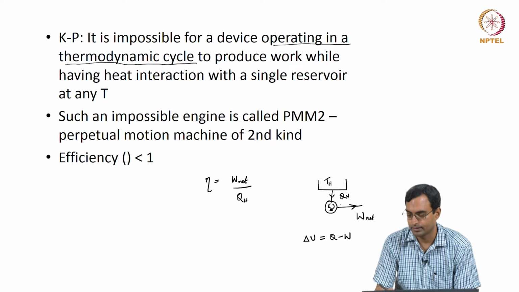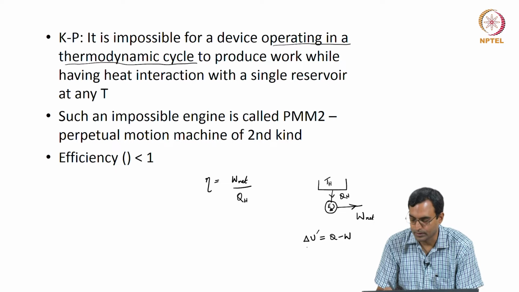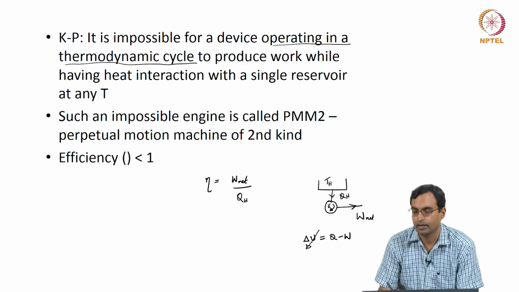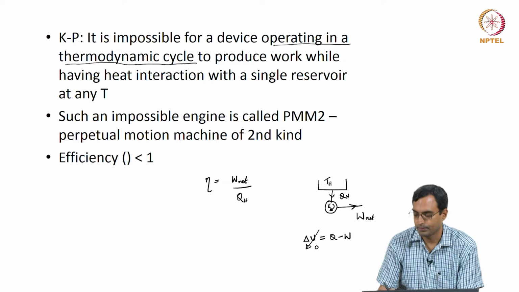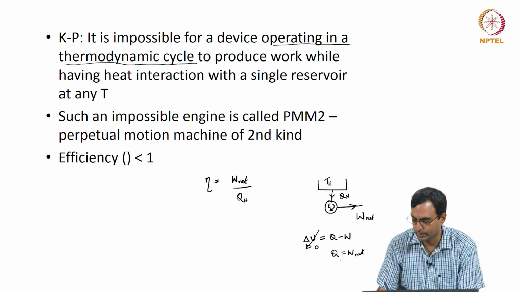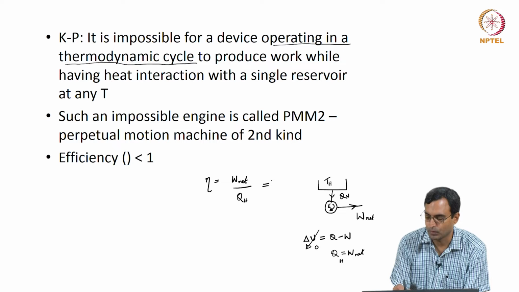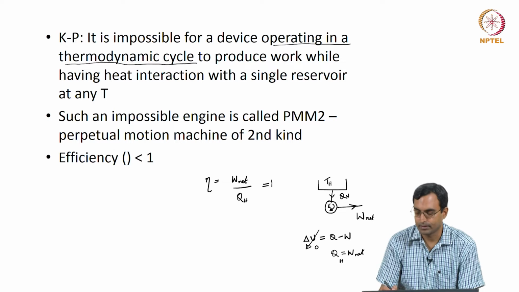If this was running in a cyclic process, we know that at the end of the cycle any change in properties is 0. So delta U is 0, so Q minus W is 0, or Q equal to W. This is QH and this is W net. Then the efficiency would be W net by QH, and this would be 1. What the second law in the Kelvin-Planck statement says is that this is not possible.